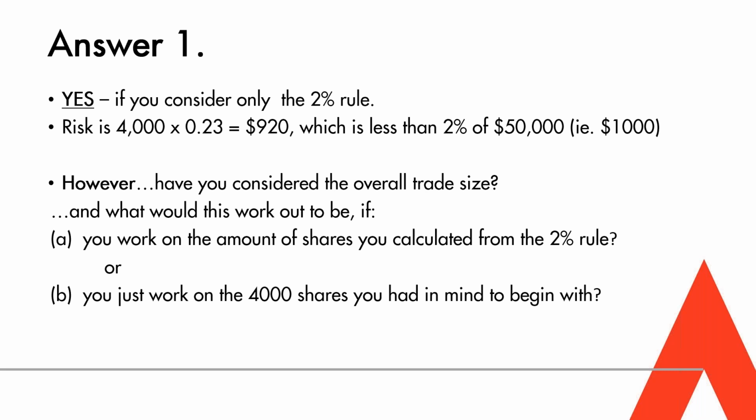However, even though we're within our 2% risk rule, have we considered the overall trade size? And what would this work out to be if A, you work out the amount of shares you've calculated from the 2% rule, or B, you just work on the 4,000 shares you had in mind to begin with?